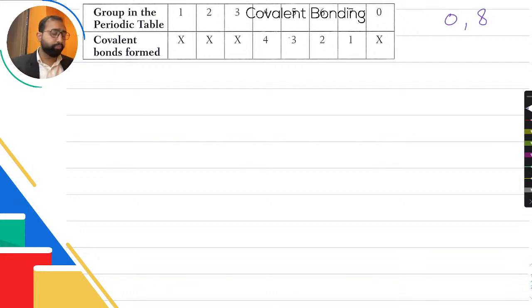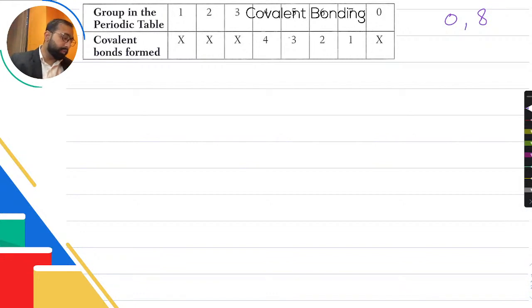That's what they want. Now 1, 2 and 3, all of these three groups can simply lose an electron and get to 0. But if you look at the other ones, now here's an interesting thing. Group 4 shares 4, group 5 shares 3, group 6 shares 2, group 7 shares 1, and group 0, which we also call group 8 sometimes, shares 0 electrons again. So basically what's happening here is that you have these groups and they're sharing these electrons.